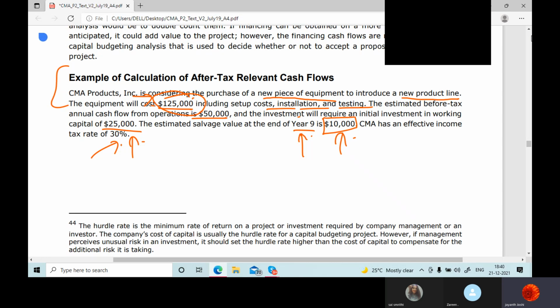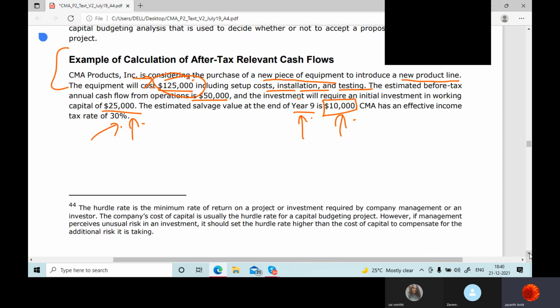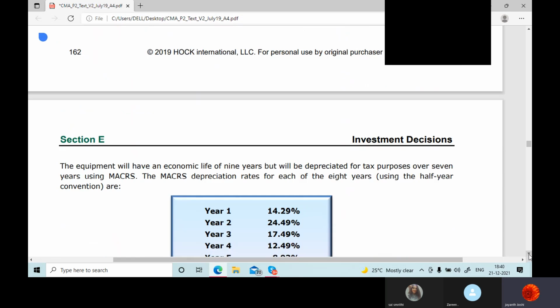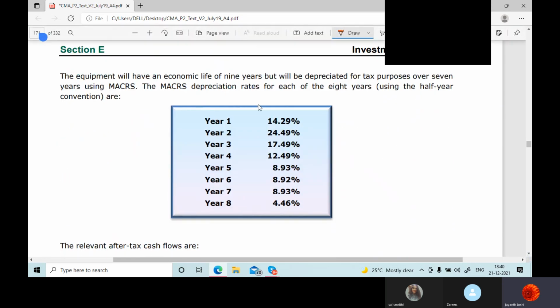Okay. So that's what we have here. Let's move forward. And they have given the information here.